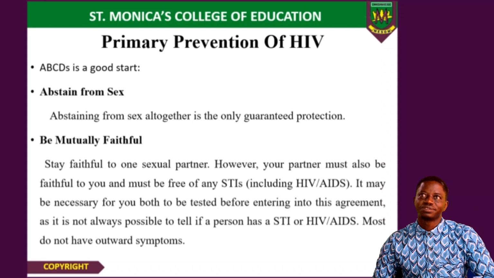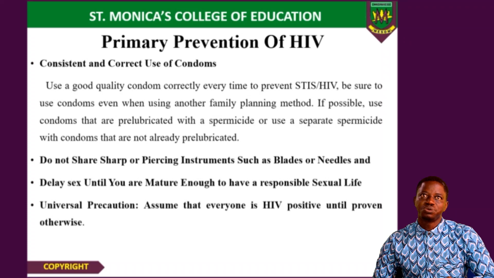Be very careful. Then consistent and correct use of condoms. Use a good quality condom correctly every time to prevent STIs. Be sure to use condoms even when using another family planning method. If possible, use condoms that are pre-lubricated with spermicide, or use a separate spermicide with condoms that are not already pre-lubricated. Do not share sharp or piercing instruments such as razors or needles, and delay sex until you are mature enough to have a responsible sexual life.